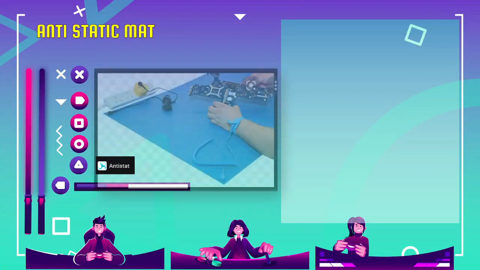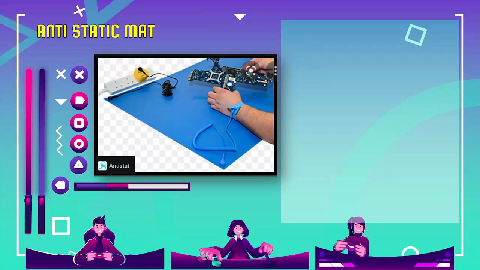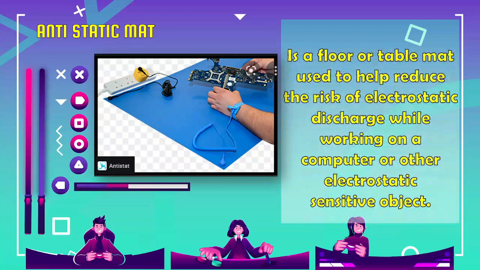Another is an anti-static mat. It is a floor or table mat used to help reduce the risk of electrostatic discharge while working on a computer or other electrostatic sensitive object. It helps by quickly drawing off the static electricity from us before we can touch any equipment. Since we are also carrying static electricity, an ESD mat helps. If we didn't have a mat, then the slightest touch of equipment can destroy processors.